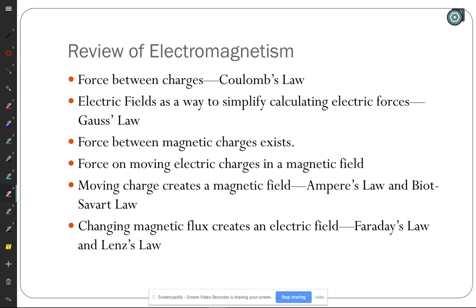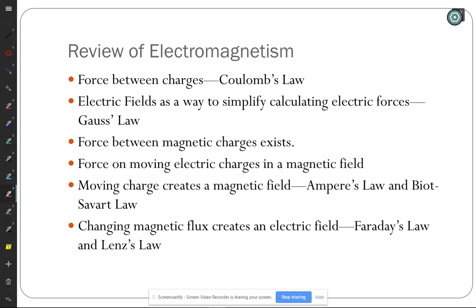Now, a review of everything we've learned in electromagnetism. This is good since we have a test coming up a week from tomorrow. We had electric force, where we learned that like charges repel and opposite charges attract. We had 2 types of charge.